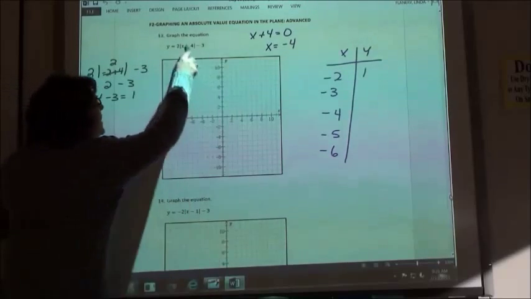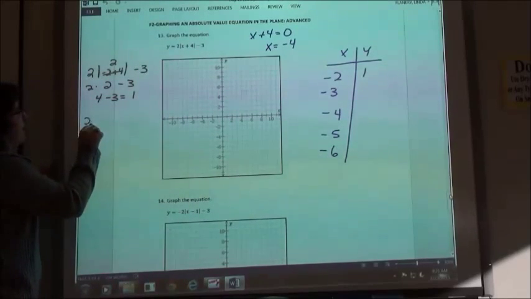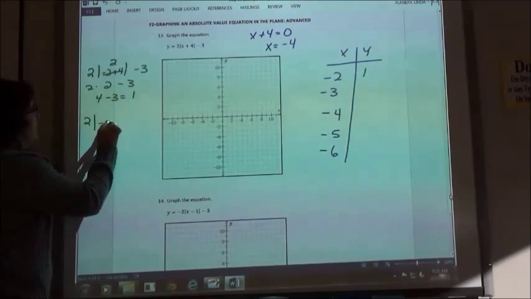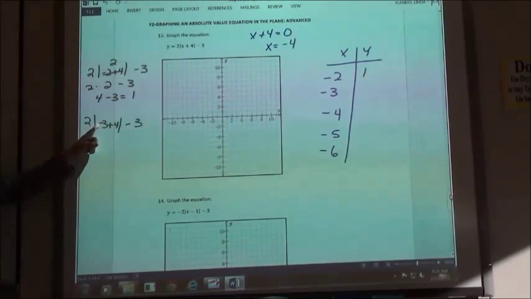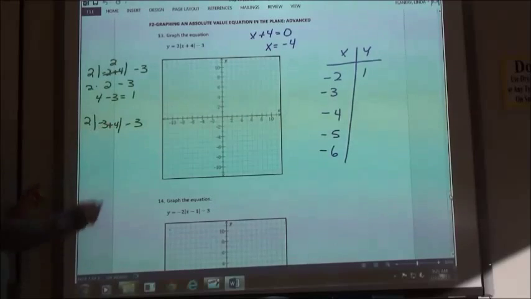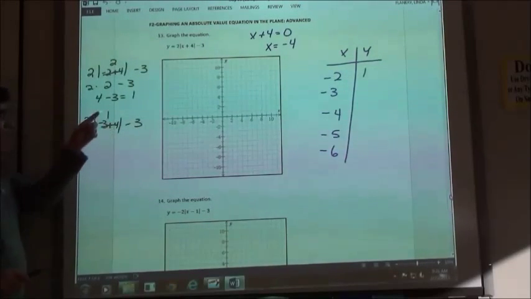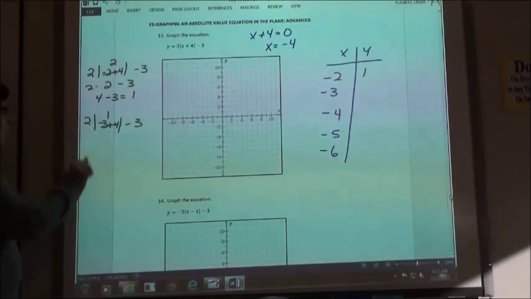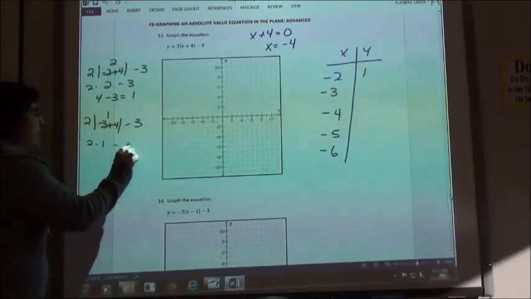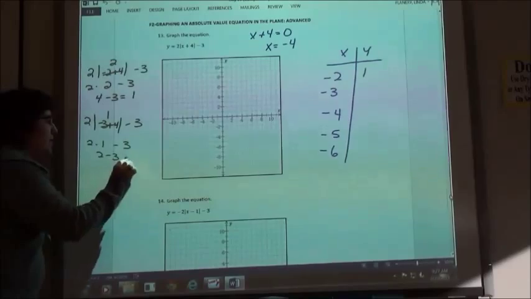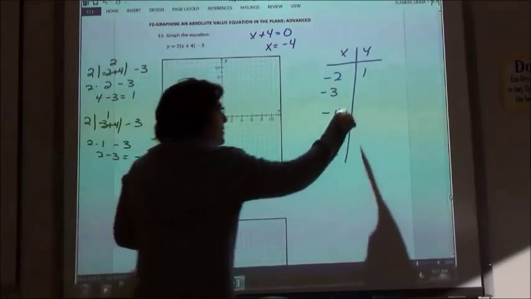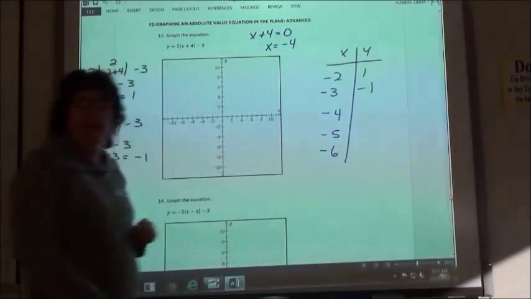Now I got to plug the negative 3 in there and do the same thing. 2 times the absolute value of negative 3 plus 4 minus 3. A negative 3 plus a 4 is 1. The absolute value of 1 is still 1, so I have 2 times 1 minus 3. 2 times 1 is 2. 2 minus 3, negative 1.